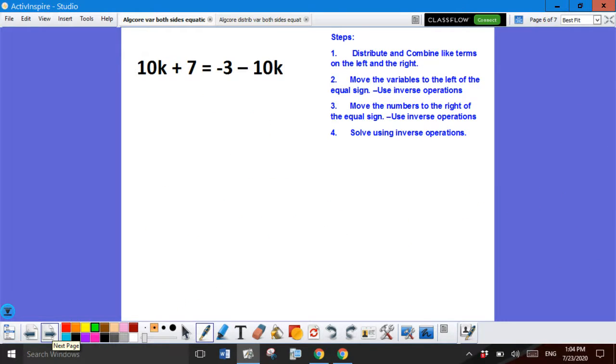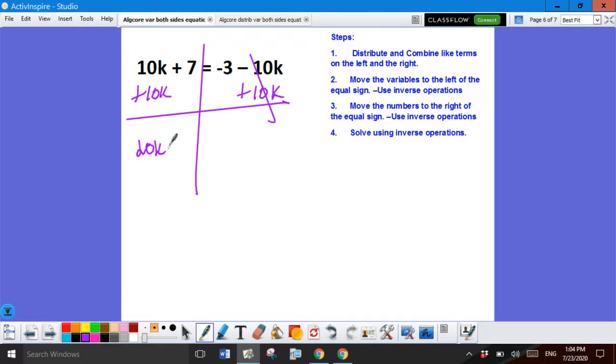All right, let's do one more. Let's look at a special case. All right, so negative 10k, actually this is not a special case. Plus 10k, gone. 20k plus 7 is negative 3. And hopefully you're starting to see, let me go ahead and rewrite that a little bit nicer. 20k plus 7 equals negative 3.